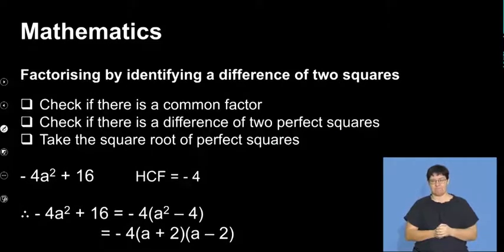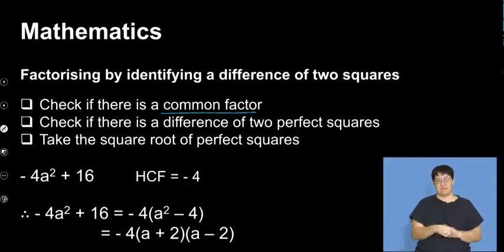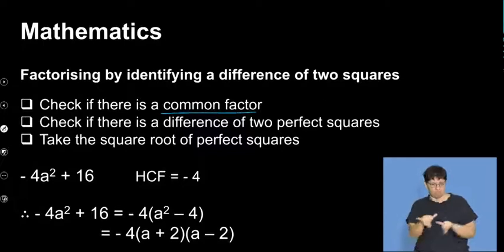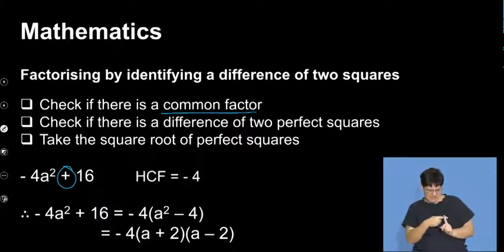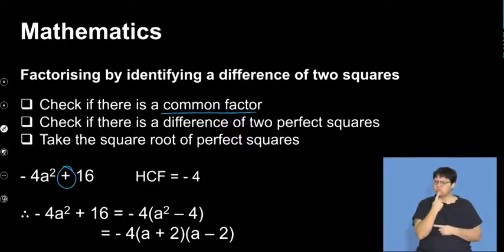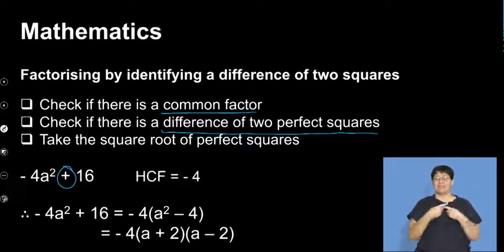Now, this is an interesting one, right? Is it a difference of two squares? We are yet to find out. Firstly, we look at the common factor. But I know that as soon as one sees this plus in the middle, they will automatically think that this is not a difference of two squares because we are adding, right? Because what did I say? I've been saying it must be a difference of two perfect squares.